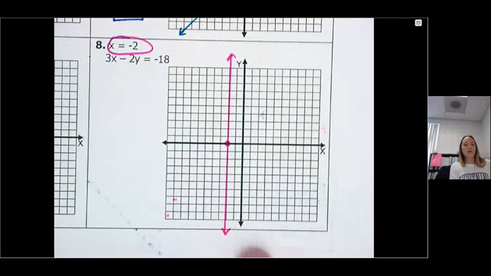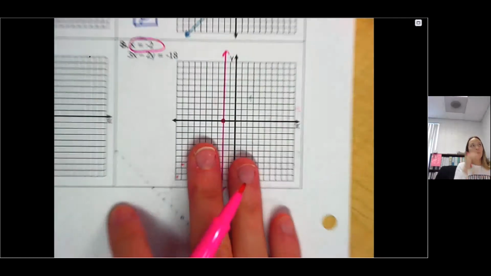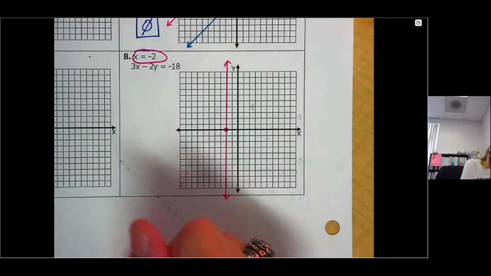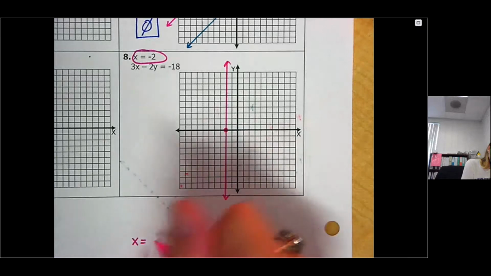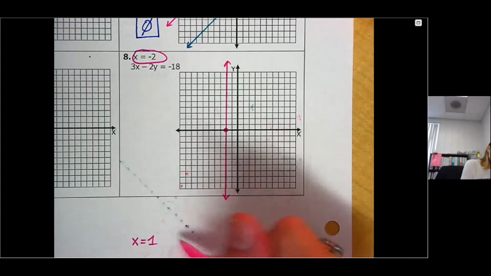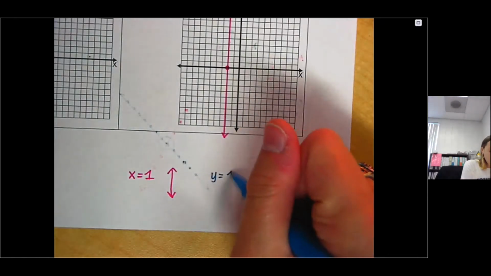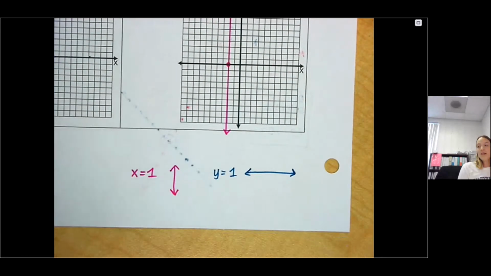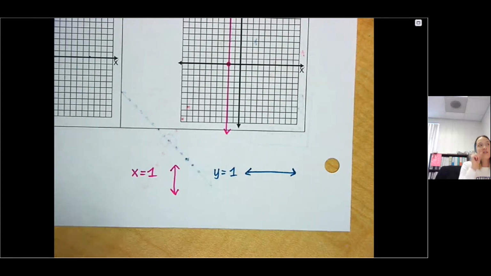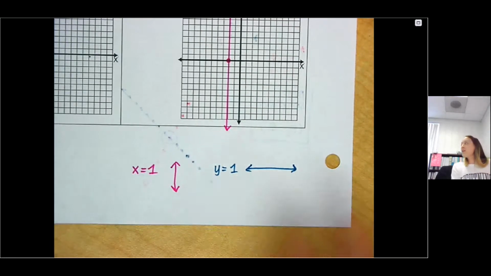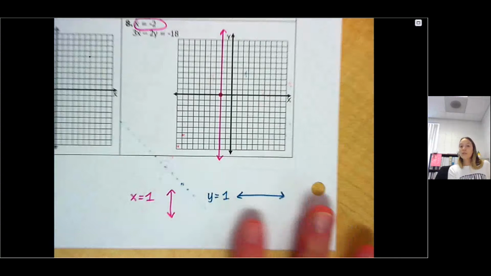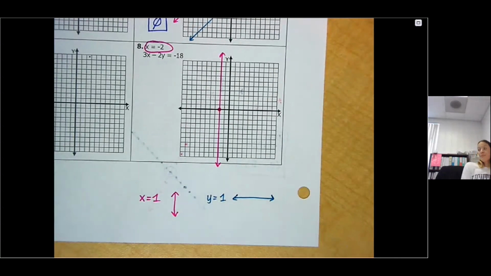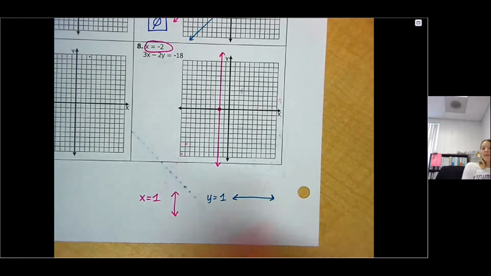I'm going to make you a little cheat at the bottom of your paper here. We'll say x equals 1, or whatever, is a vertical graph. If I have y equals 1, that is a horizontal graph. That's just a way to give you a little cheat so you don't forget. Okay, look at that. You already got one line graph. Number 5 better have a horizontal line there.